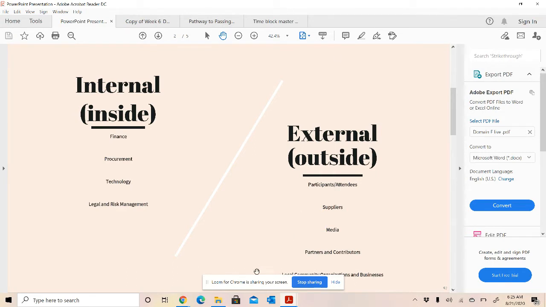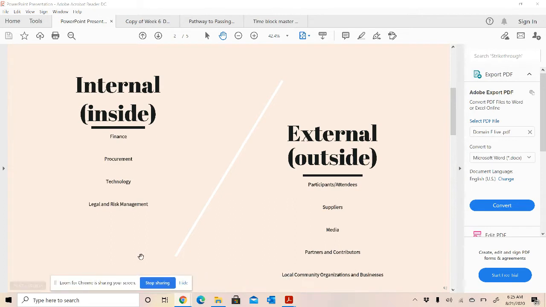Oh, I don't think you can see it. Local community organizations and businesses. How do I move this? I'll just put it there.